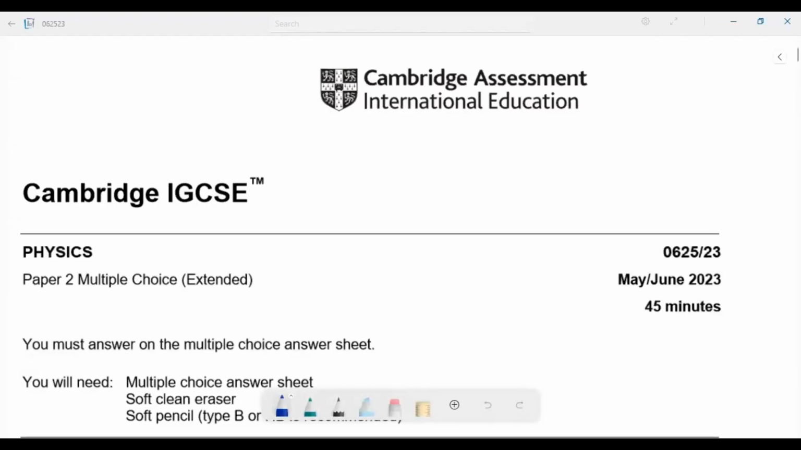Hi everyone. Today we will see the question paper Cambridge IGCSE Physics Paper 2 Multiple Choice Extended May-June 2023 Variant 3.